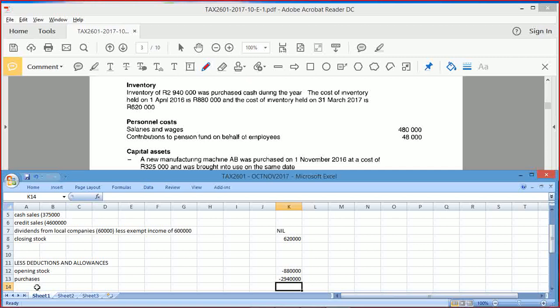I did it as a deduction because I followed the deduction definition, and I felt that salaries and wages were actually incurred while conducting a trade during our year of assessment, and it was within the production of the income of our business. It wasn't of a capital nature, and it was basically incurred for the purposes of a trade. So that's how I looked at it.